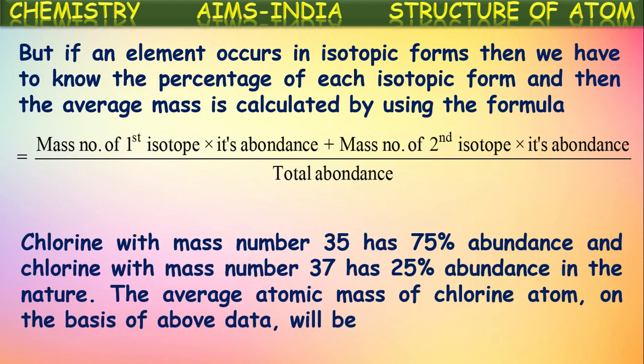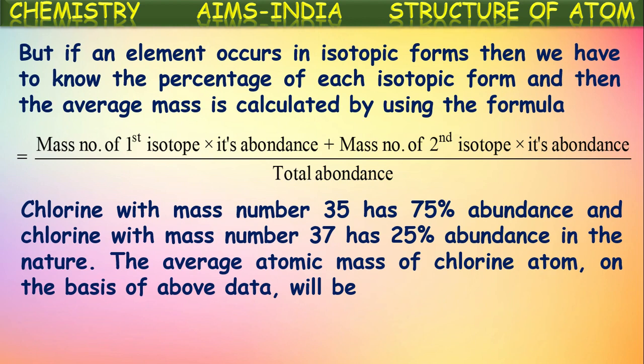Now let us consider chlorine itself. We said chlorine has two types of isotopes. Chlorine with mass number 35 exists with abundance 75% in nature. And one more isotope of chlorine is the one with mass number 37. Its percentage abundance in nature is 25%. So now we know the mass numbers of the two types of isotopes of chlorine and their percentage abundances. Now the average atomic mass of chlorine can be calculated by substituting all these values in the above formula.